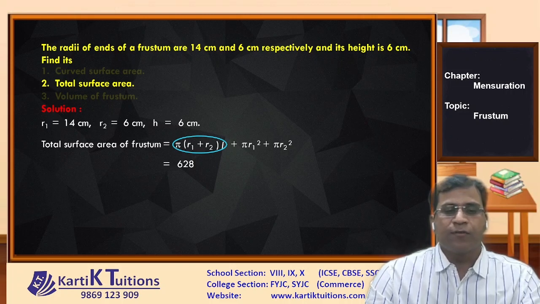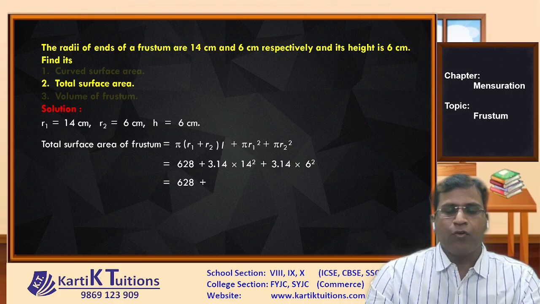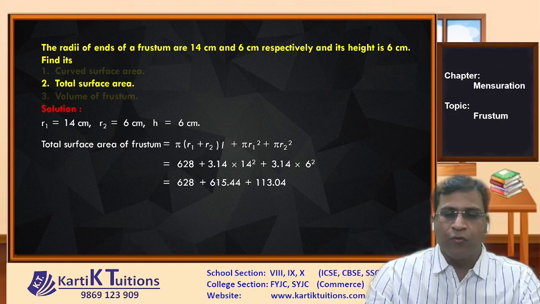What is it? 628 plus pi, that is 3.14 into R1 is 14, so it is 14 into 14, plus pi, that is 3.14 into 6 into 6, that is 6 square. Now here we have to multiply 3.14 with 14 square, that is 196, so that will give us 615.44. Same way, 3.14 into 36 will give us 113.04. Now when we find the sum of this, you get 1356.48 centimeter square.